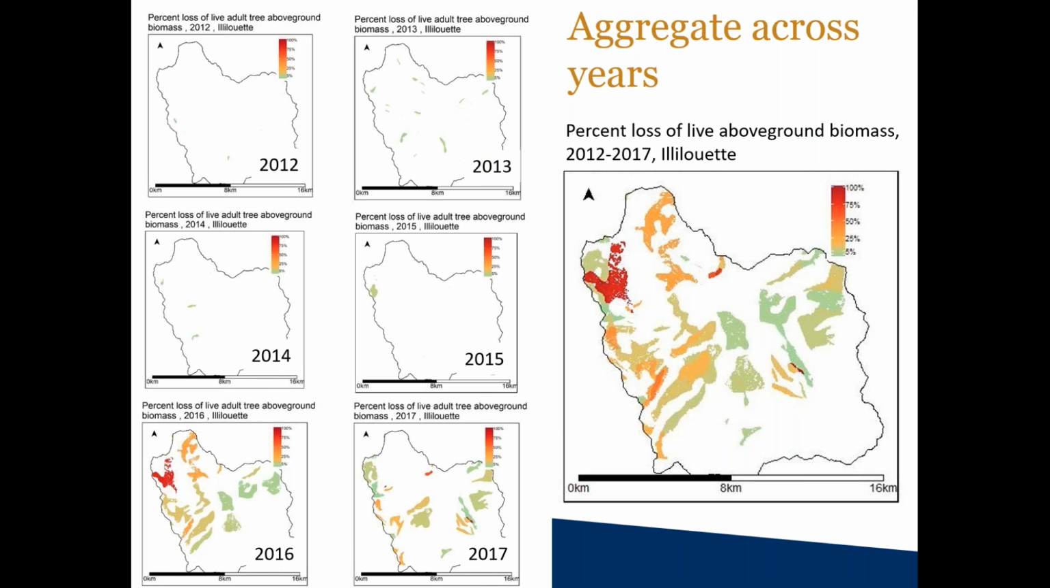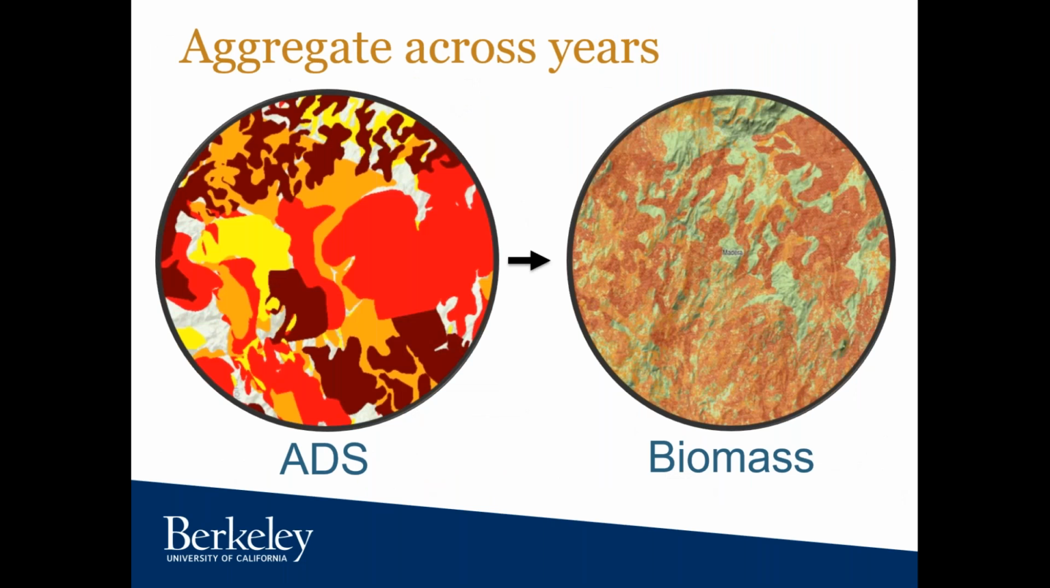And this is just an example from the Illilouette Valley in Yosemite to give you a sense of how that works cumulatively over a few years. So in the end, what we get is something that looks like this. On the left, aerial detection survey polygons, and on the right, biomass. It's at a finer spatial resolution because we linked it to the Lemma data, which is on a 30 by 30 meter grid.